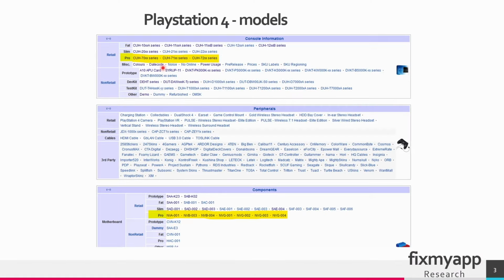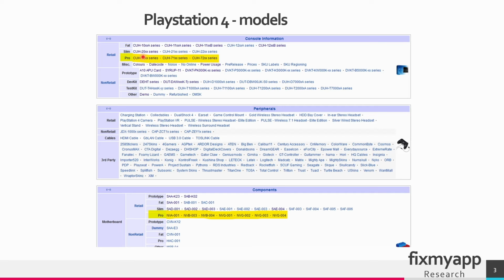Sony released three PlayStation 4 models. The first one is the Fat model, and that was released in 2013. Then we have the Slim model and the Pro model. Fat was the original PlayStation 4. The Slim model was more compact if you compare it to the original one. The Slim model had a quieter cooling system and a reduced power consumption.